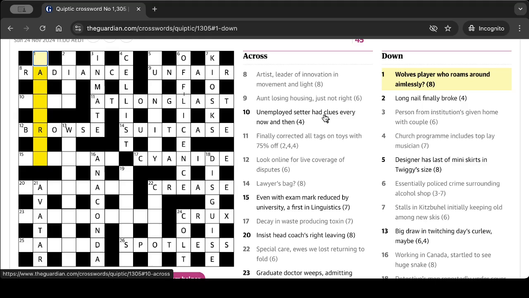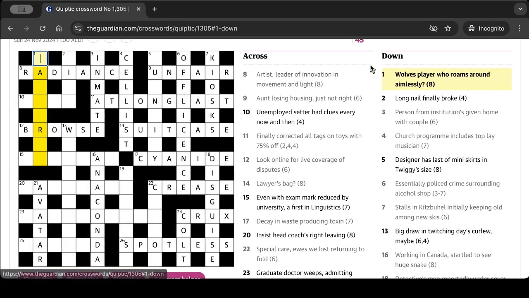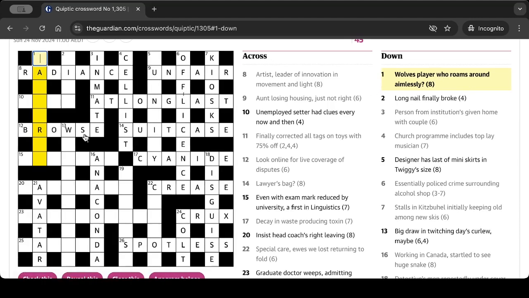So what could this be? I think there's a bit of misdirection with wolves player. It might be wanting you to think of a sports person or an athlete, someone who plays for a sporting team, the Wolves, like a footballer or a goalkeeper or something. I wonder if instead it's a word that means wolves, like predators or carnivores or hunters or something like this. I think, though, if that was the case, the word would likely end in an S.